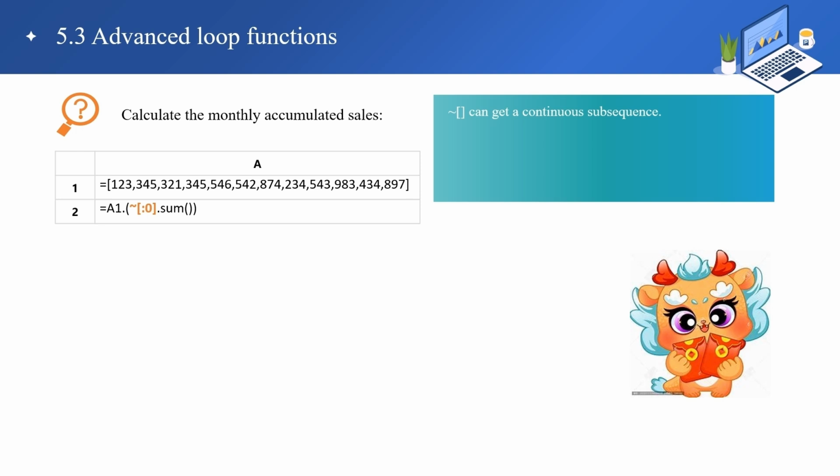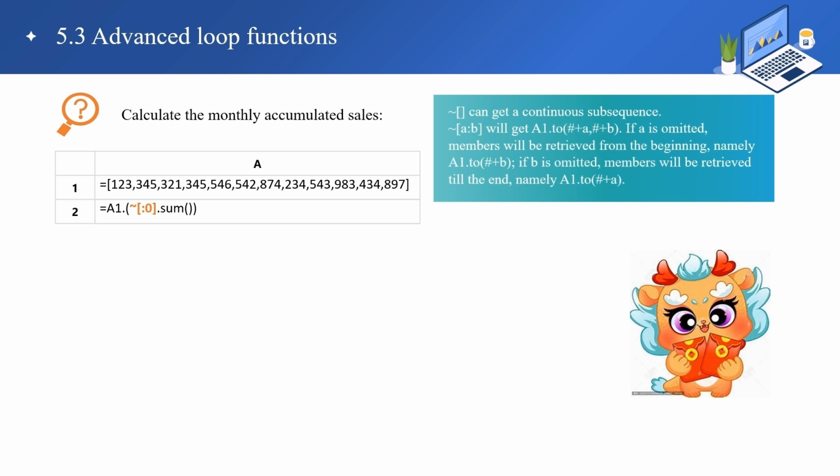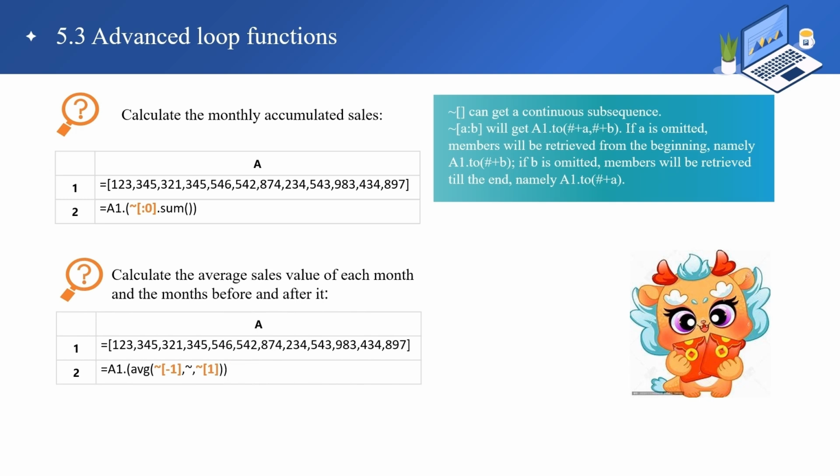Tilde[:0] in square brackets means from the sequence head to the current member, which is equivalent to A1.to(hash). The complete writing of this syntax is tilde[A:B] in square brackets, which gets A1.to(hash+A, hash+B). If A is omitted, members will be retrieved from the beginning, namely A1.to(hash+B). If B is omitted, members will be retrieved till the end, namely A1.to(hash+A). The method of getting a subsequence can also be used for the previous example of getting the moving average.